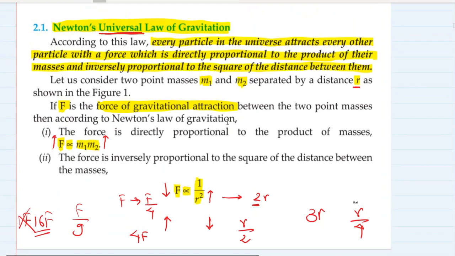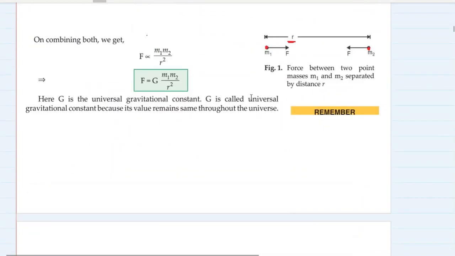So we now understand that if two bodies are kept in a space, the gravitational force of attraction between them will be directly proportional to the product of their masses and inversely proportional to the square of the distance between them. Now, to let go of this proportionality sign and put an equality sign in its place, we need to introduce a gravitational constant. So we introduce a gravitational constant G.